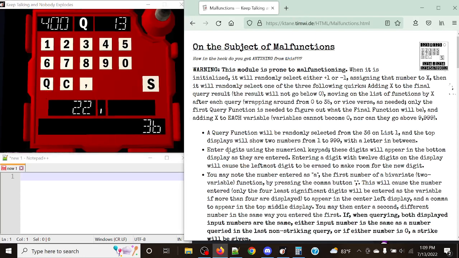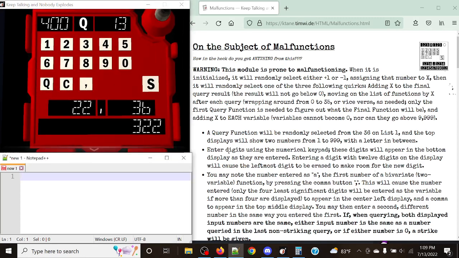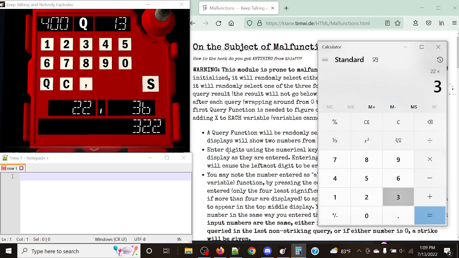Obviously, there is an optimizer for this manual. If you want to use the optimizer, be my guest. But I like to start off with 22, 36. And we get a total of 322. Now, there's a lot of possibilities that we can do with this. But one of the things that I might want to look at here is, say, for example, 22 times 36. What's that give us? And that's not going to be it.